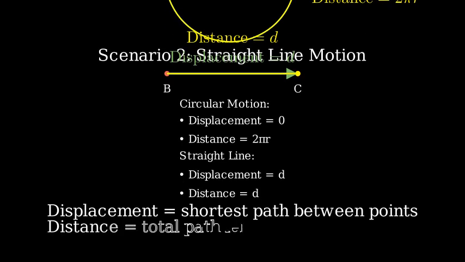Remember, displacement is always the shortest path between start and end points, while distance is the total length of the actual path taken.